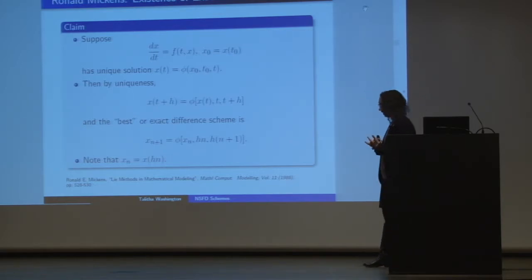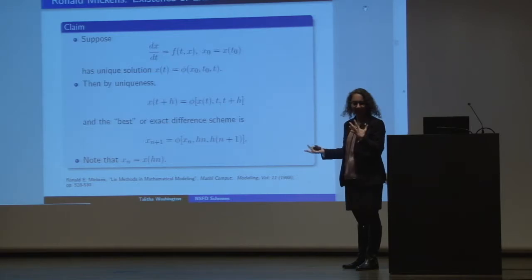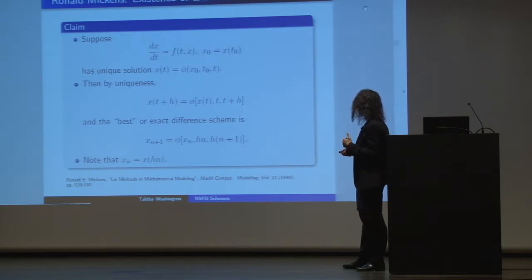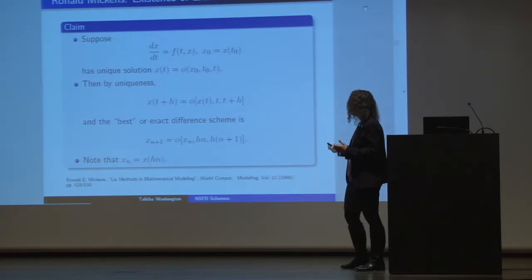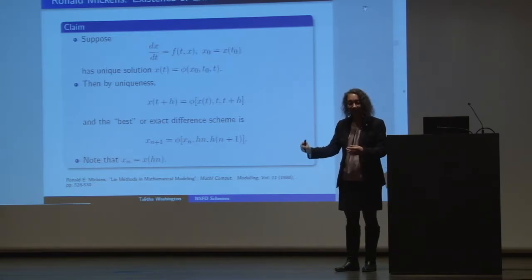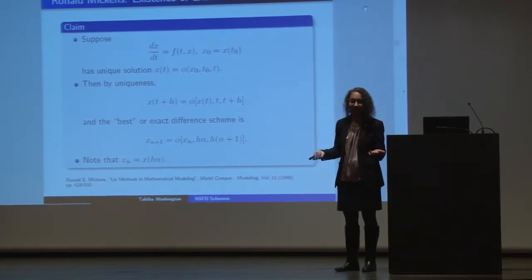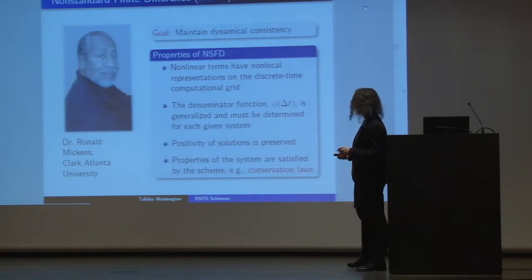So how can we take some of these ideas and extend them to other equations? What's a nice, concise way to put it? Well, Mickens, in 1988, said that if you suppose you have a differential equation, and you know what the solution is, then by uniqueness, you can write out x of t plus h is equal to your solution, x of t, comma t, and then t plus h. So if you know the solution, in theory, you can write the exact difference scheme. That may feel like cheating, right? But he says if you know what the solution is, start there. Oftentimes you can't find a solution if they're nonlinear, so we'll get to that in a moment.